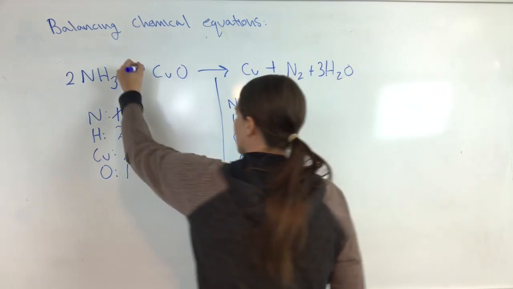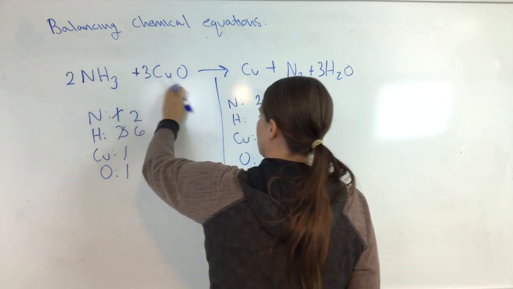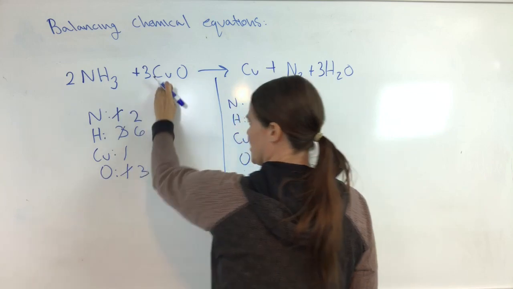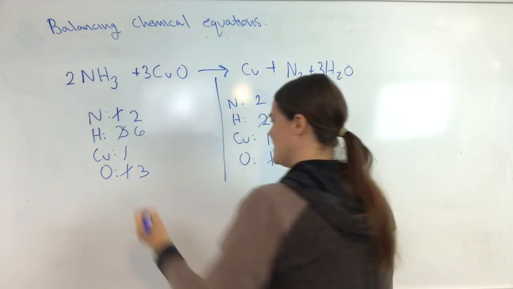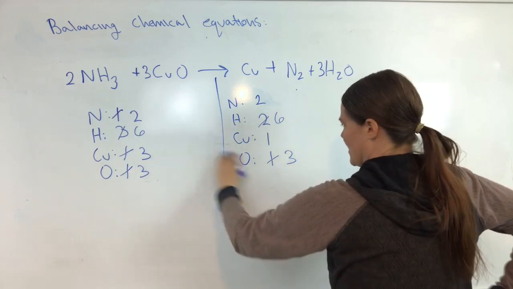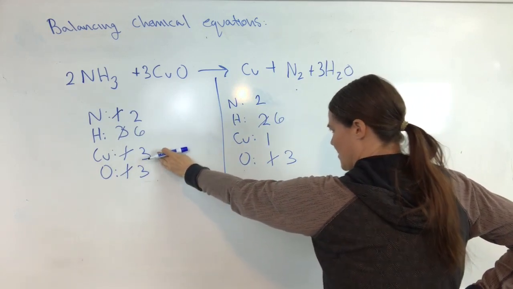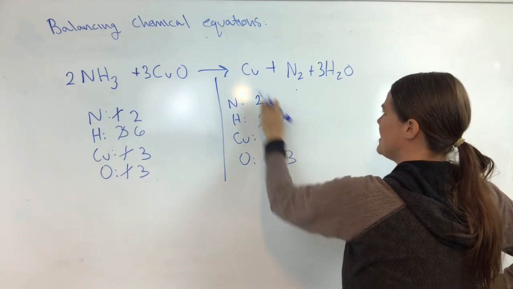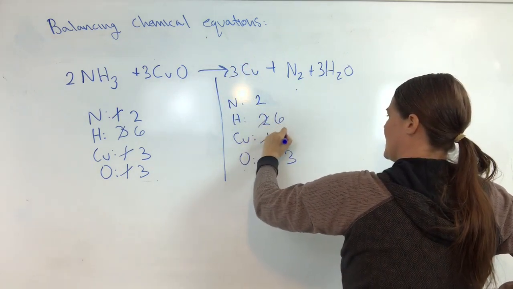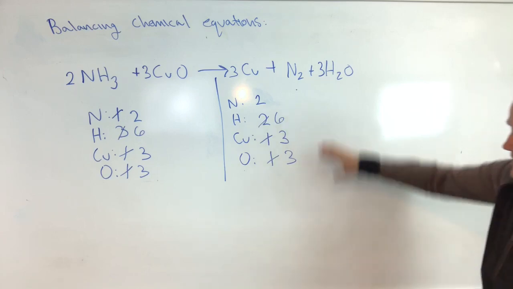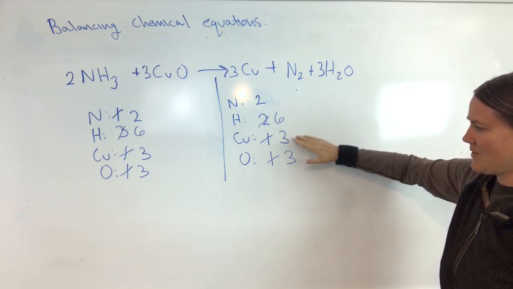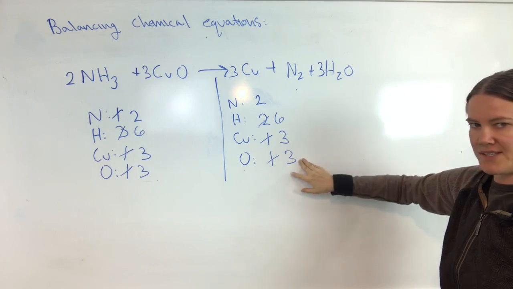So I need to multiply these oxygens by 3. So now I have 3, but I've also changed the number of copper now. So now I have 3 coppers. And then coming over here, now I have 3 coppers here and 1 here. So I need to multiply this copper by 3. So now I have 3. So now let's just look at what we have. So we have 2 nitrogens, 6 hydrogens, 3 coppers, and 3 oxygens.